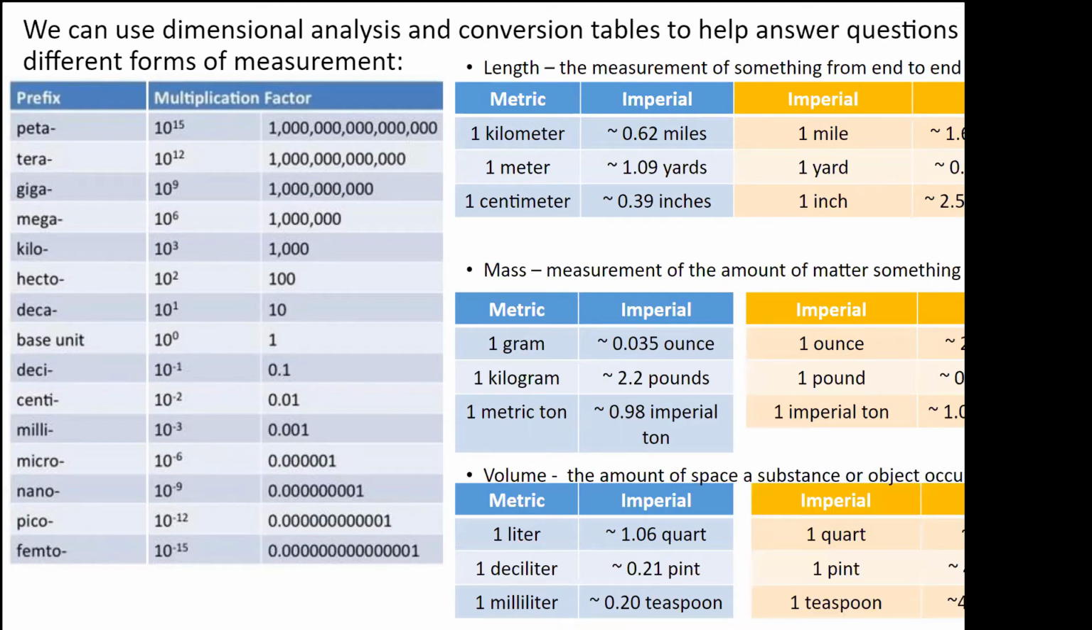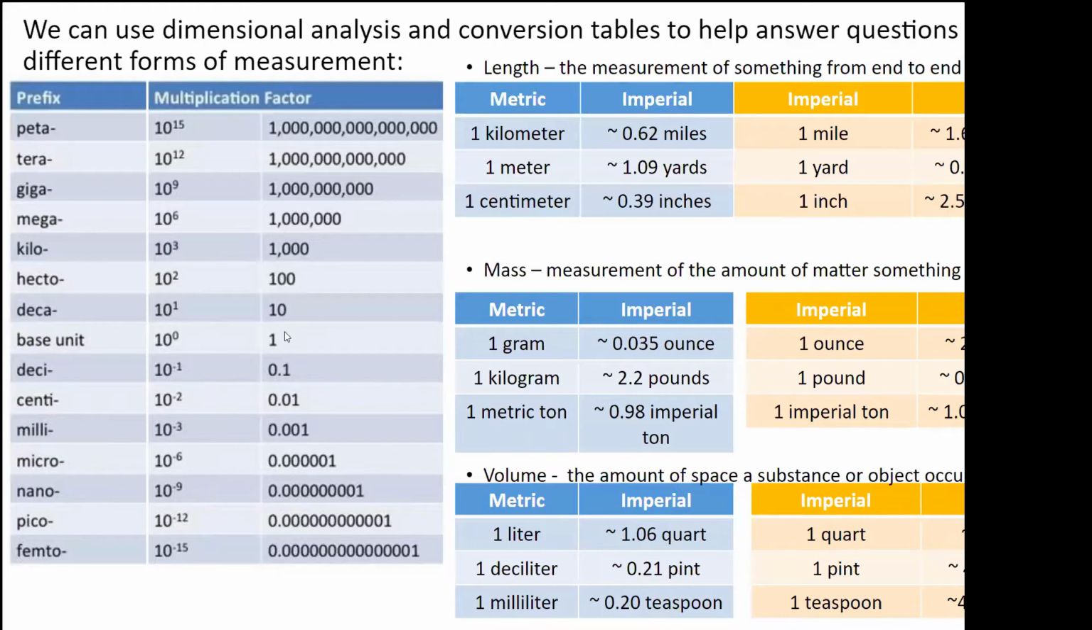So in metric, we would measure length in kilometers, meters, centimeters. In imperial, we might measure in miles, yards, or inches. And these have specific relationships to each other. So the other thing to note here is that one of the really convenient things about the metric system is that it all works on powers of 10, right?